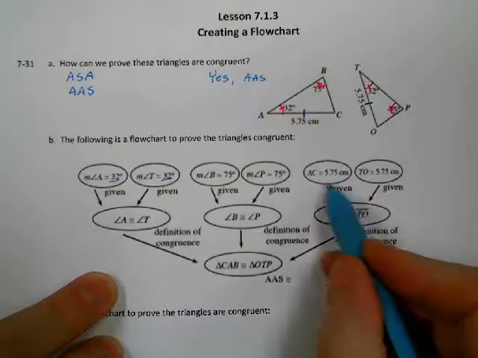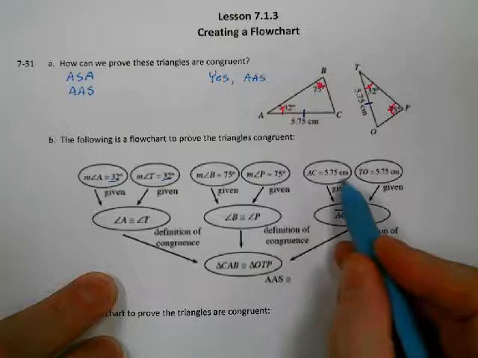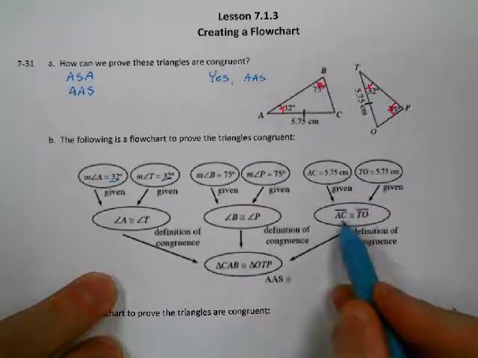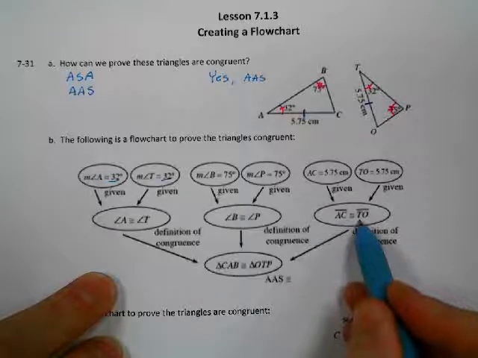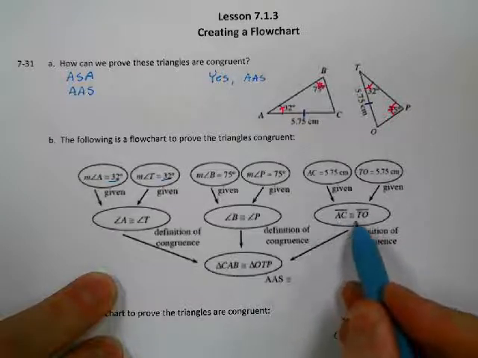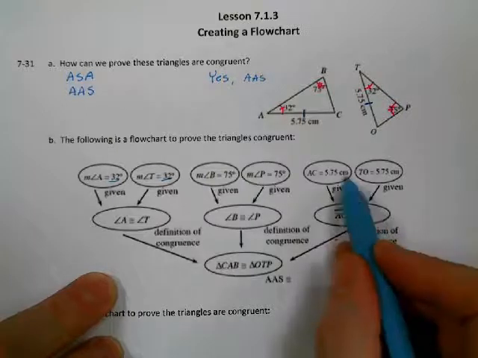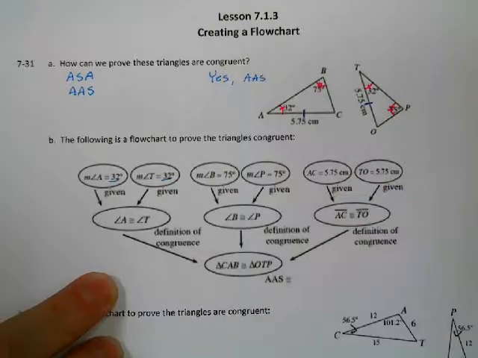Now, because both of these segments have the same length, we can now say the segments are congruent to each other. So AC is congruent to TO. How do I know that? Because that's what congruence means. It means their measurements are equal. Okay, so what do we have now?